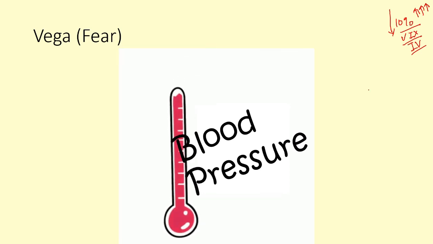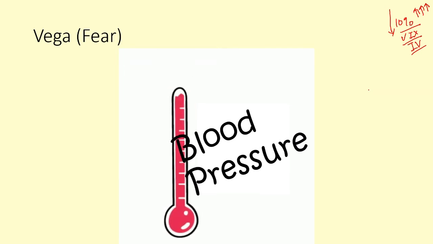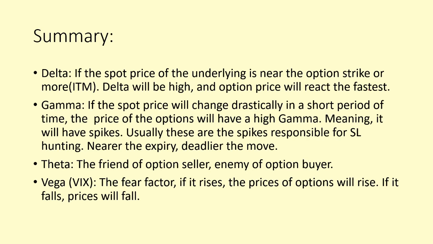There is one more, that is rho, but we are not going to discuss rho because it is dependent upon the interest rate, and it is usually for a long term option. We are just talking about short term options, and these are the four option Greeks which are deciding the price or the premium of the options. So I guess it's time for a summary.